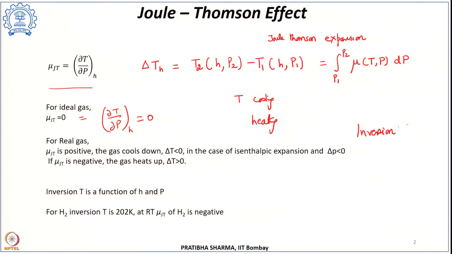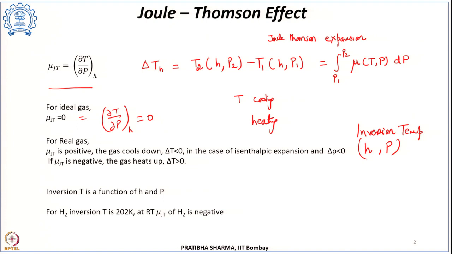Now, there is a temperature which is known as the inversion temperature. This inversion temperature depends upon enthalpy and pressure. So, this is a function of enthalpy and pressure. Now, depending upon the thermodynamic state, we can have the Joule-Thomson coefficient either positive or negative.